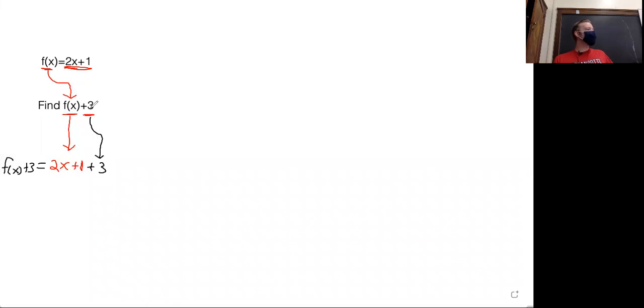Now, I just need to simplify. What are my like terms here that I can combine? 1 and 3. So the only other thing that I need to do here is 1 plus 3, and that's going to give me 4. And then the 2x is going to stay the same. We didn't change the 2x at this stage. So now I have 2x plus 4. So I can say f of x plus 3 is equal to 2x plus 4. There's nothing else I can do to simplify. So this right here is my answer.